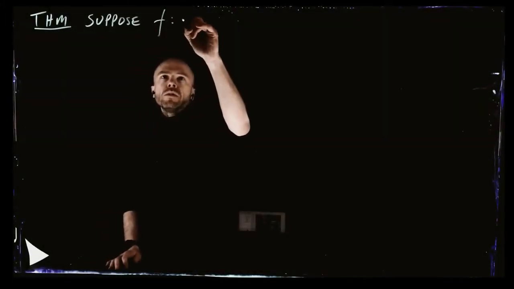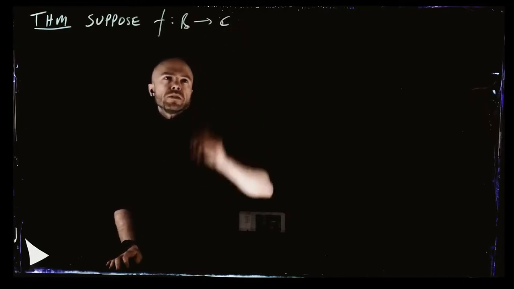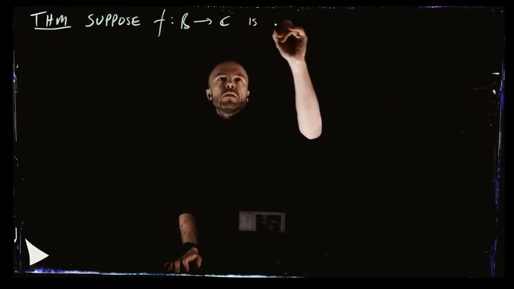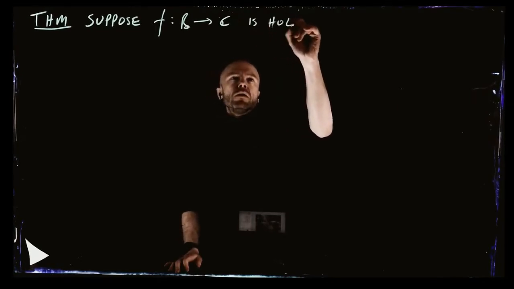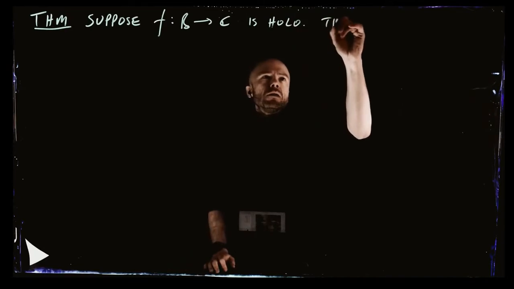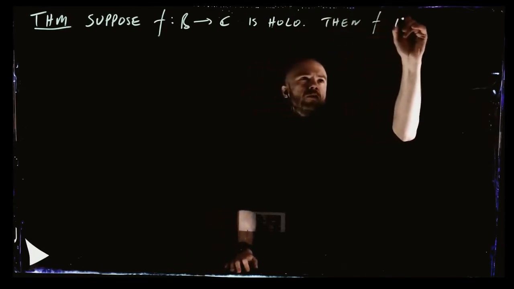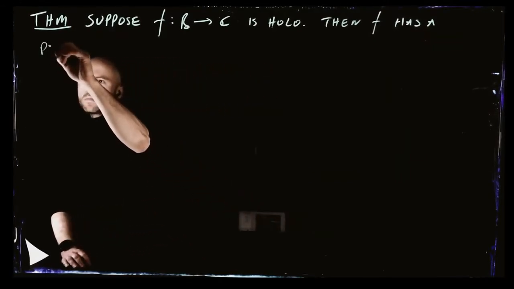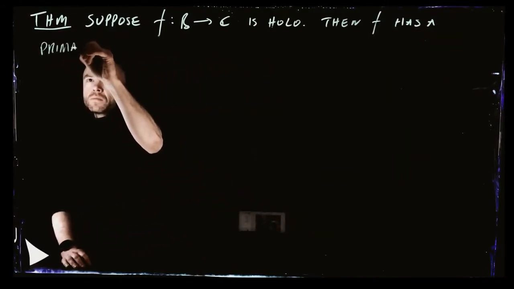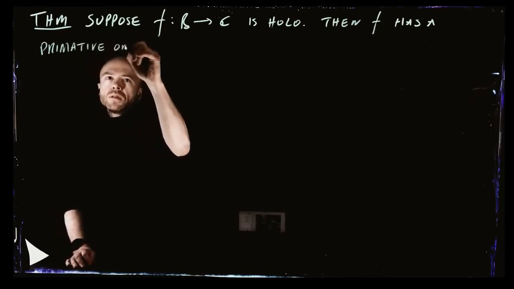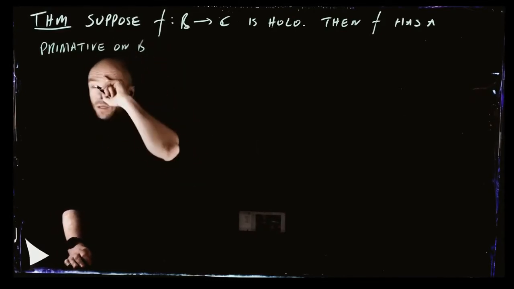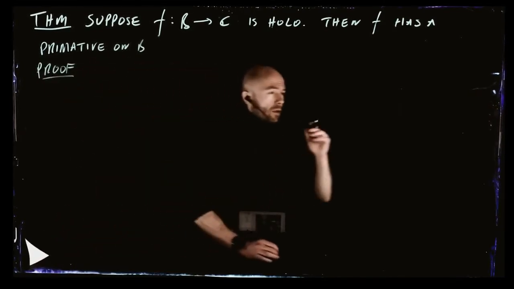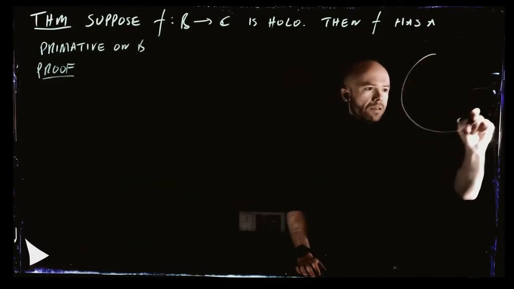Suppose f from some ball into the complex numbers is holomorphic. Then f has a primitive on the ball. And I gave you a kind of idea how to start the proof.